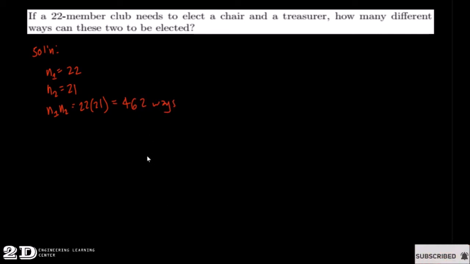Okay, so if you are going to list the sample points of this one, the actual elements of the sample space, then maybe we will get all the 22 names of the members of the club. For example, Jerry is elected as president, then Mary as treasurer. So we will have 462 different combinations of the ways we could elect the chair and the treasurer.